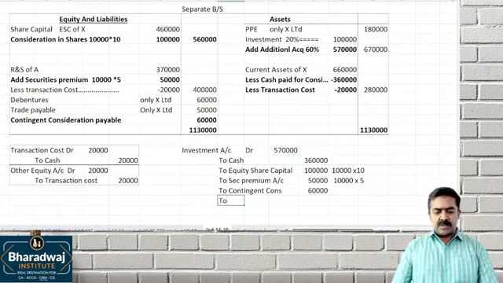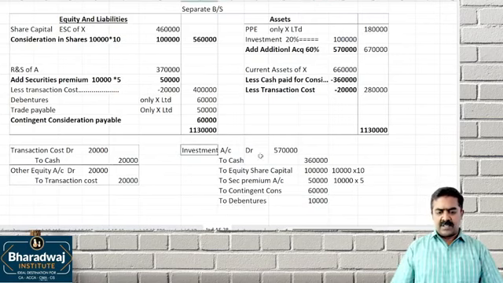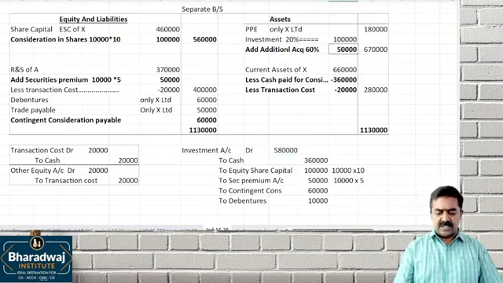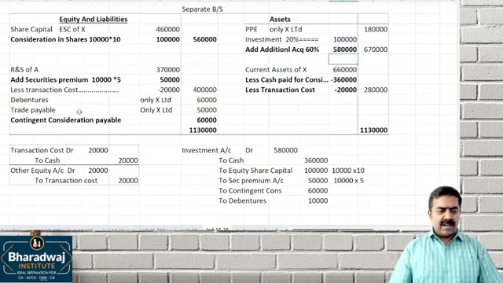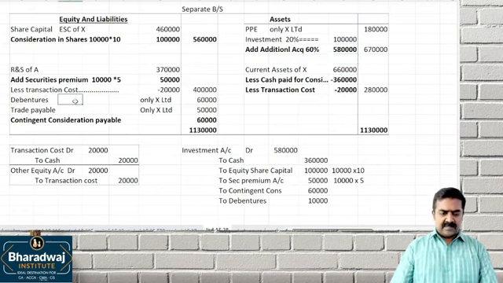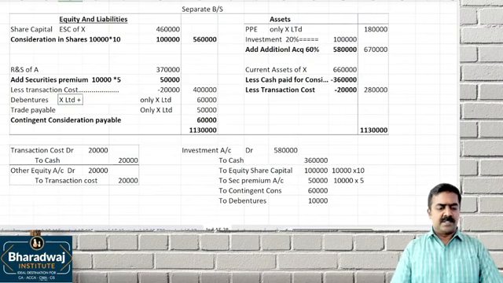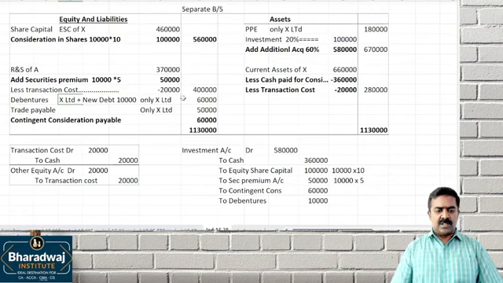Actually, we are issuing debentures also in consideration. That will be how much? 10,000 debentures are given. So investment account debtor will be 5,80,000. Please make a change if you have copied the notes. It will be 5,80,000, and the debentures will come: X Limited plus purchase consideration paid, and the new debentures, the 10,000 allotted, also will come.